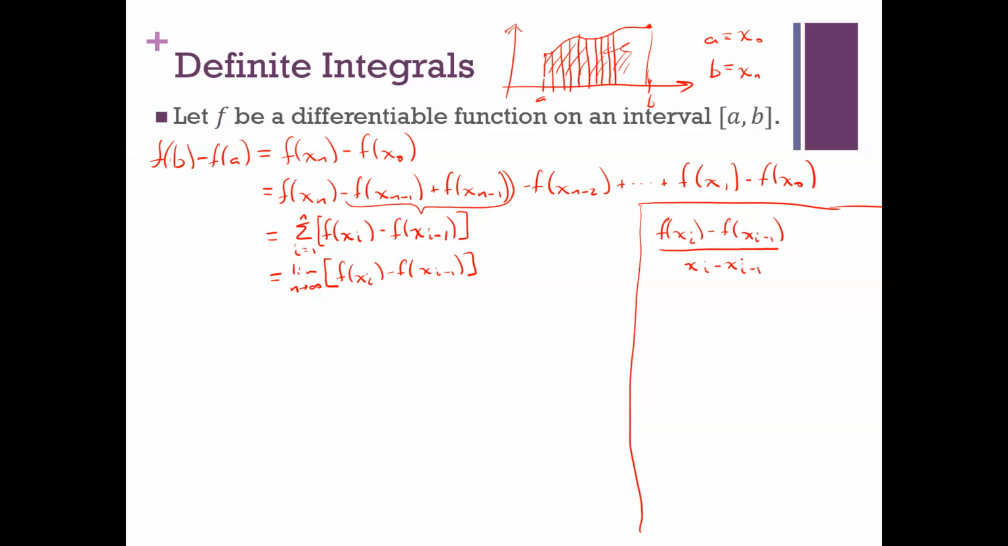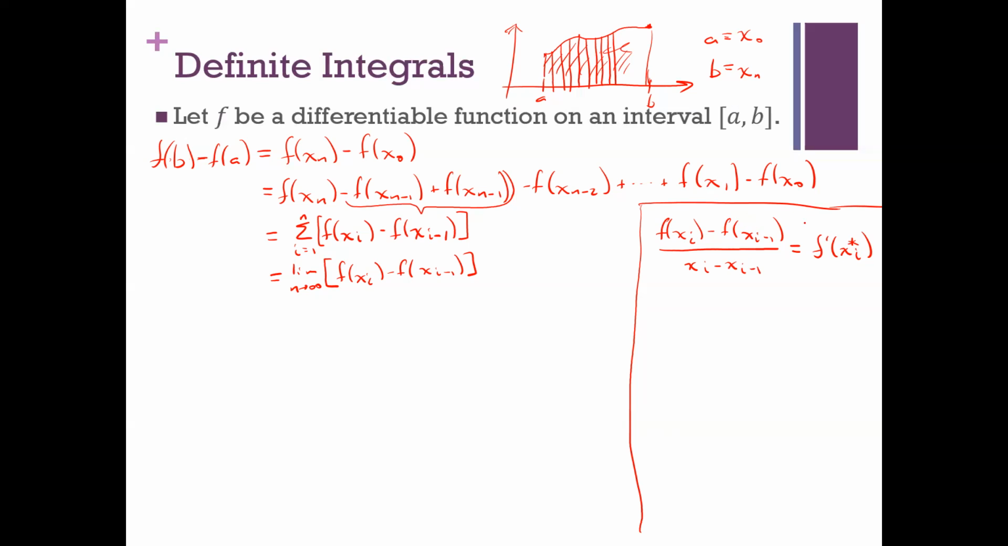So from here, I can say this for sure. I can say that this thing right here, this slope, is going to be equal to the derivative of my function somewhere in this interval. Why do I know that overall slope, and so why do I know that average rate of change in that interval?